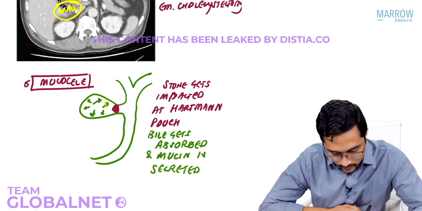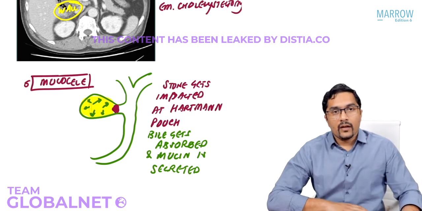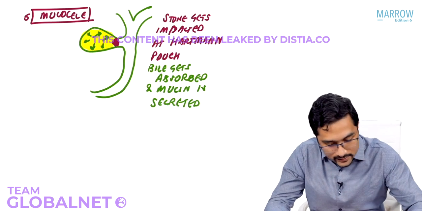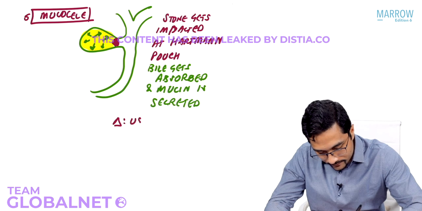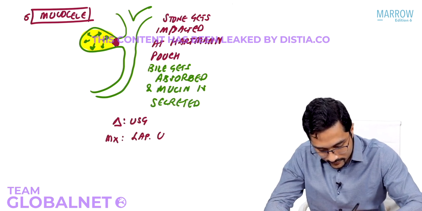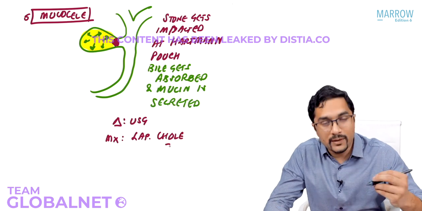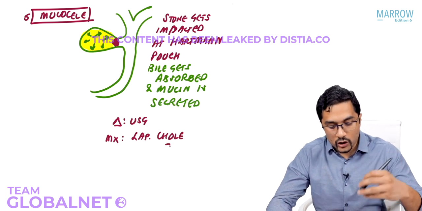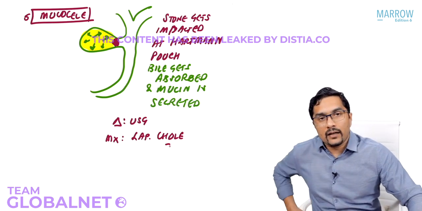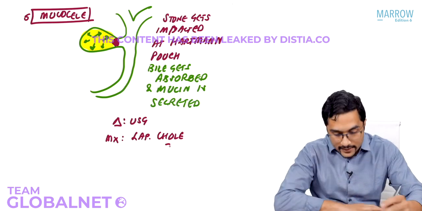So the entire gallbladder will be filled with mucin, right? And it will be enlarged. The diagnosis can be made on an ultrasound, and the management of these patients is lap cholecystectomy. So you should know the definition. Stone gets impacted at the Hartmann's pouch or the neck, and bile gets absorbed and mucin gets secreted.